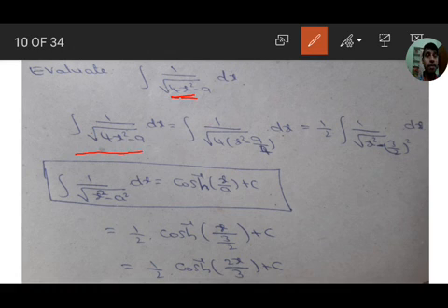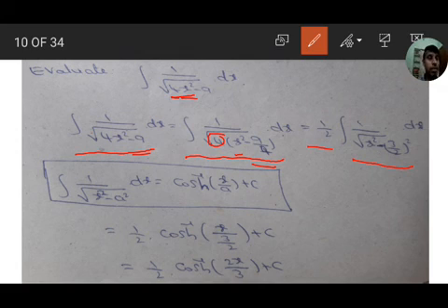So integration 1 by square root of 4x square minus 9 dx. 4 is common, so integration 1 by square root of 4 into x square, and here 9 is there, so 9 by 4. This 4 is outside, root 4 means 2, that is 1 by 2 is outside, into integration 1 by square root of x square minus 9 by 4. 9 by 4 can be written as 3 by 2 whole square dx. 1 by 2 into integration 1 by square root of x square minus 3 by 2 whole square dx.